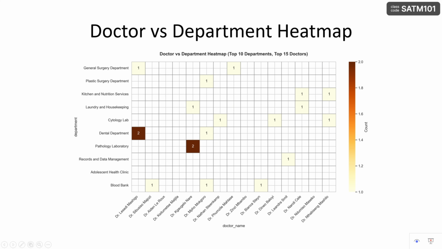While some doctors have two departments, the dental department and the pathology laboratory stand out with high activity, each showing repeated cases handled by the same doctor. This indicates a focused workload and specialization in those areas. The remaining departments show minimal activity, suggesting either lower patient volume or more distributed assignments. Overall, the heat map helps us understand doctor specialization patterns, identify departments with concentrated workload, and evaluate how patient visits are spread across the hospital.